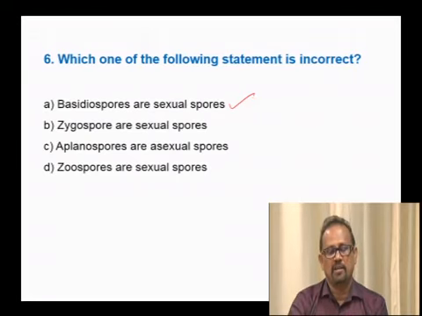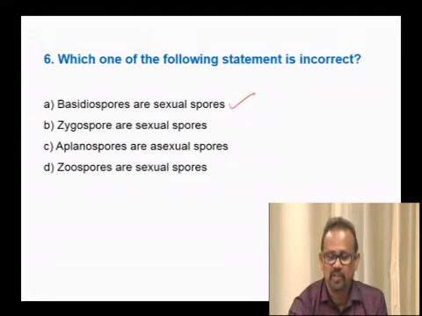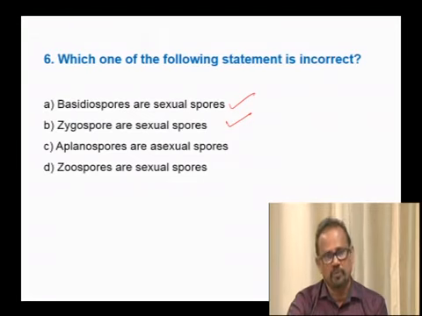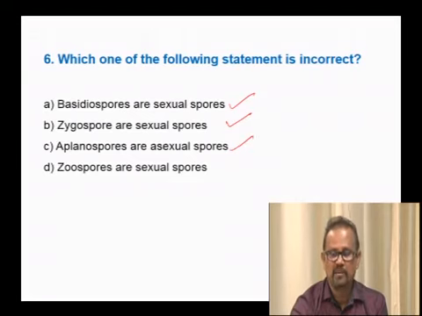Zygospores are sexual spores. Of course, zygospores are the sexual spores formed by the fusion of gametes, characteristic of phycomycetes. Therefore, even this statement is correct. Aplanospores are asexual spores. Of course, aplanospores are asexual spores found in phycomycetes. Therefore, all these three statements are correct. But which one of the statements is incorrect?